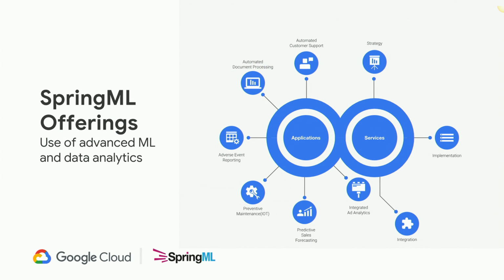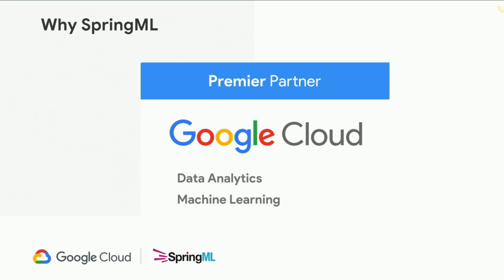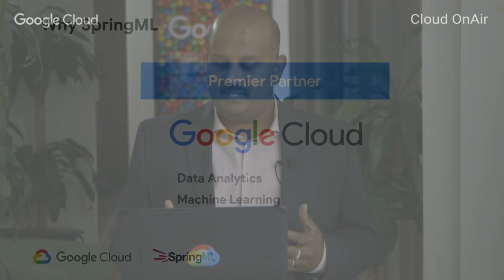Here is a quick overview of SpringML and how we serve our customers. SpringML provides a combination of applications and services. Applications are lightweight frameworks that have pre-built machine learning models and associated functionalities built in. From a services standpoint, we help customers go through the implementation cycle all the way from strategy, integration, implementation, and continuing the virtuous cycle. What we believe at SpringML is in a journey. We take customers on a journey of implementation, making them successful in machine learning and data analytics. To quickly summarize, SpringML is one of the premier partners in the Google Cloud ecosystem that has specialization in data analytics and machine learning.